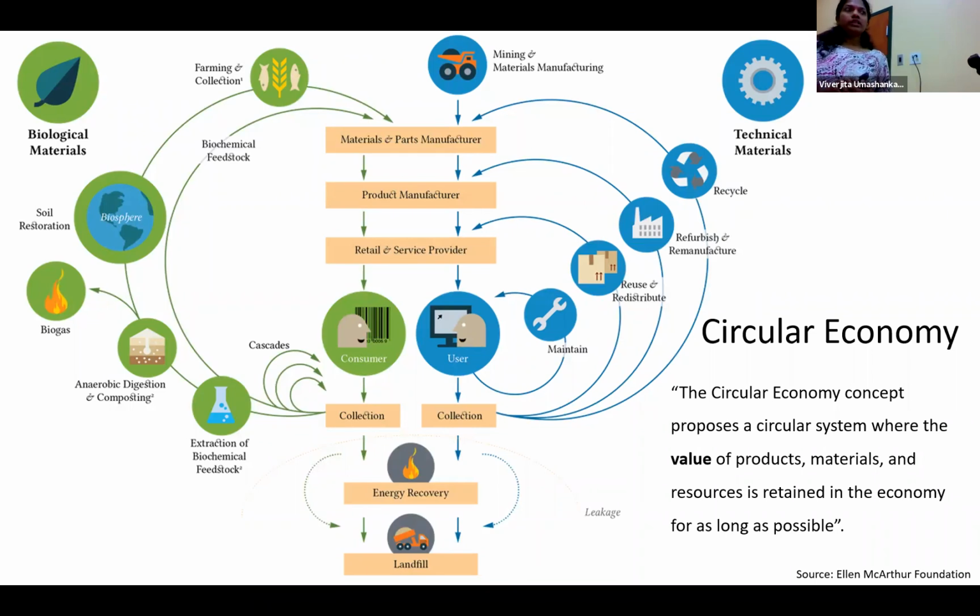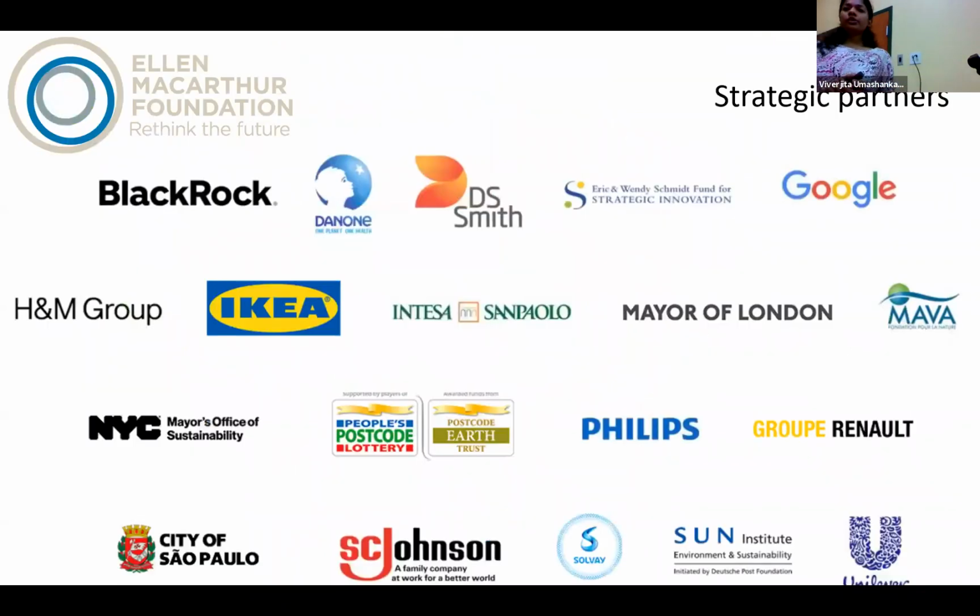The Ellen MacArthur Foundation is a nonprofit organization based in the United Kingdom, who have really taken it upon themselves to promote and advance this idea of circular economy and to help businesses and governments transition to a circular economy. To do so, they have a lot of strategic partners. Here are just a few, and many of these would be familiar to you. There's IKEA, like furniture, and there are product brands, and there are governments and city councils that are all strategic partners for the network.